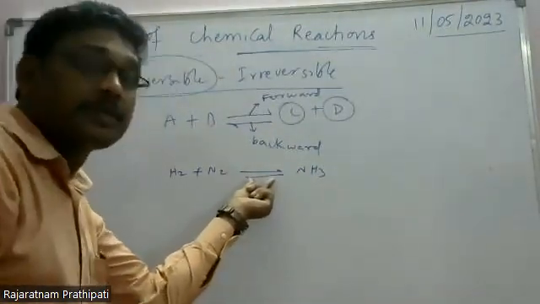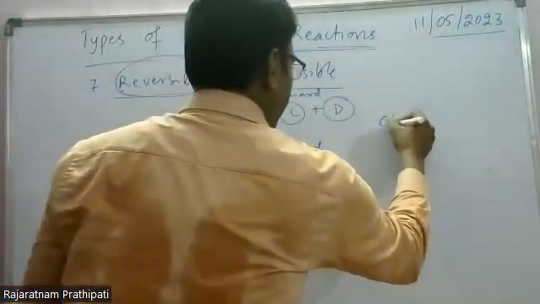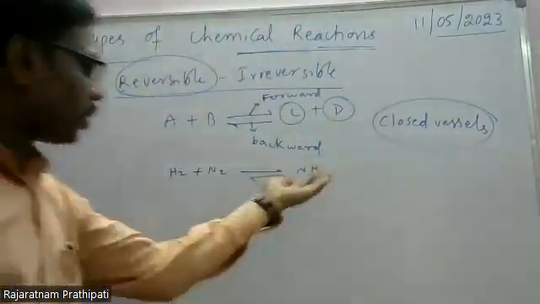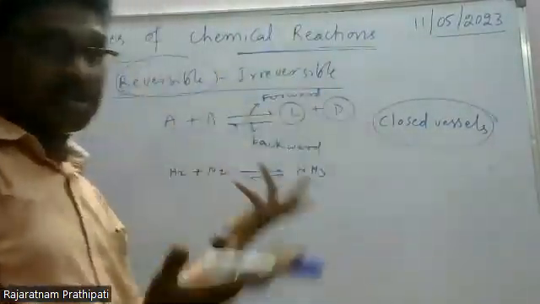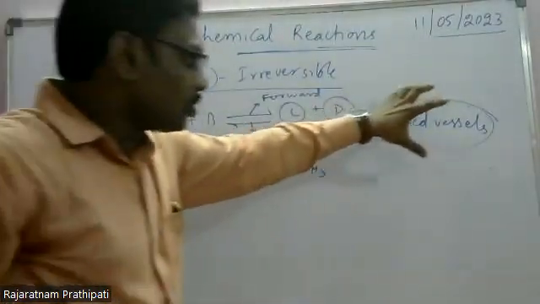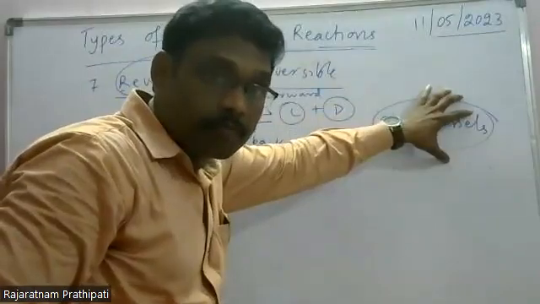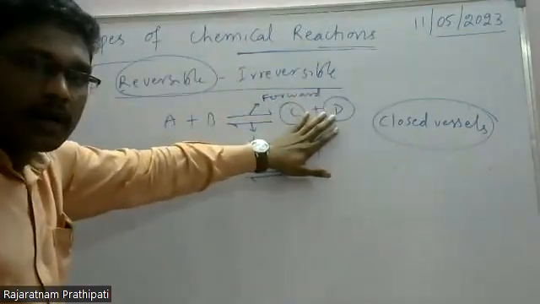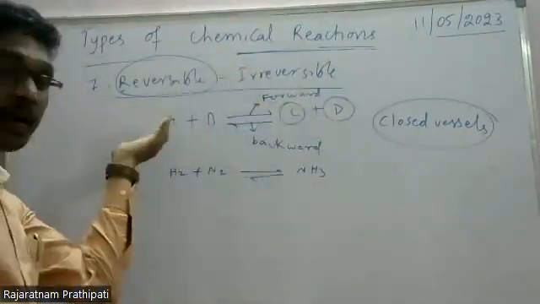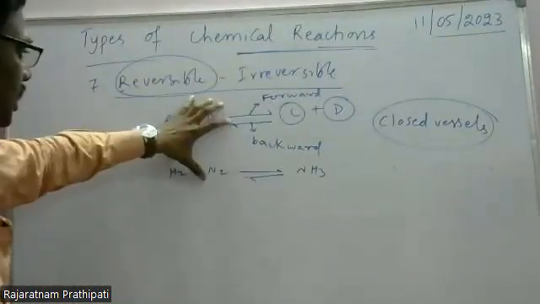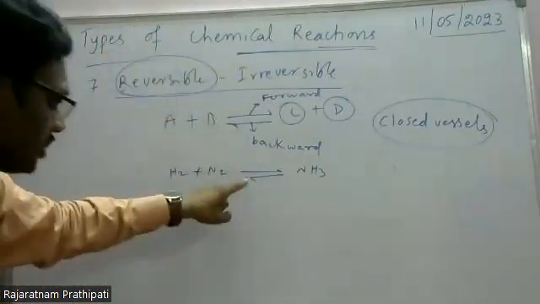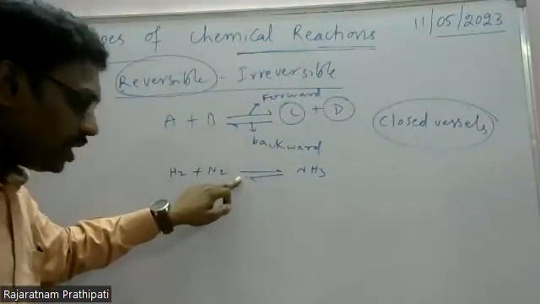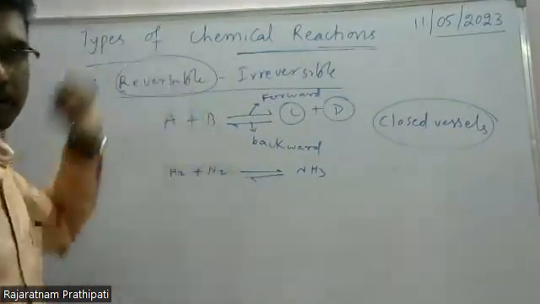Here these reversible reactions, in most cases, are carried out in closed vessels. Closed vessels only. If the products escape from the reaction mixture, a reversible reaction does not take place. That's why those reactions should be carried out in closed vessels only. So reversible means the products are able to combine together to form reactants again. Those reactions are called reversible reactions, and this is the symbol. Here forward arrow mark, backward arrow mark. These are the representation of reversible reaction.